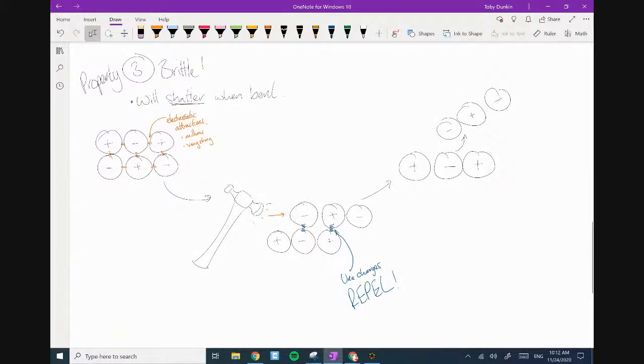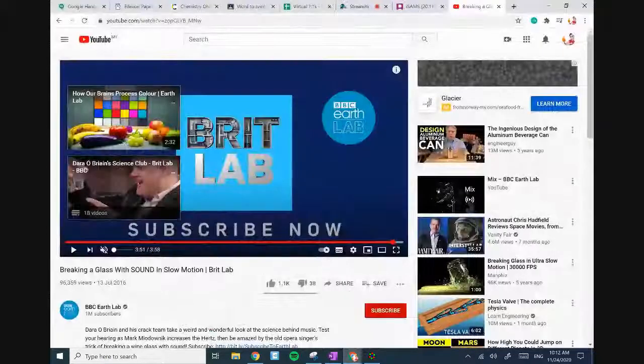Because they repel each other. You only have to move them over one ion. Just one single ion, and they will repel each other, and then the whole thing will shatter, and it'll be like a knock-on effect. It's like a domino rally. Just to show you that.